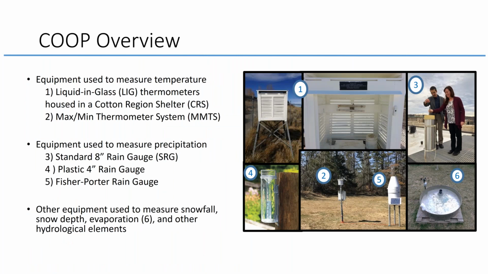A little bit about our equipment, seeing that it goes back to the 1890s, it's not modern. That's one of the things that I hope to do with the program, is help bring things up to modern date. But you'll see in the first picture is our cotton region shelter. Inside that are two liquid glass thermometers, one for measuring the maximum temperature and one for the minimum. The upper right corner is myself and my wonderful assistant, Tom Trunk.